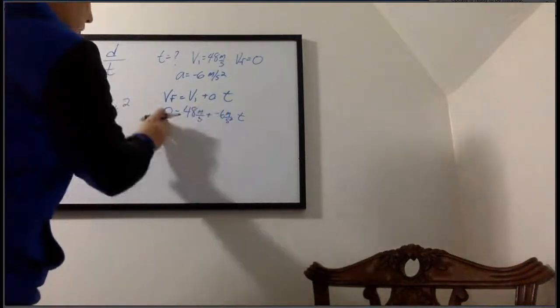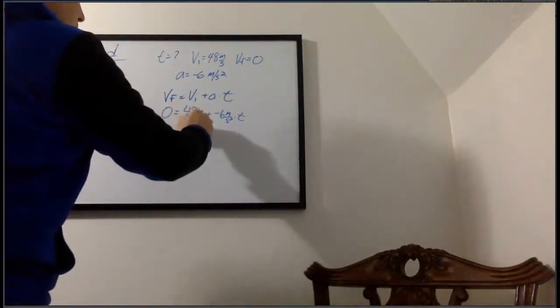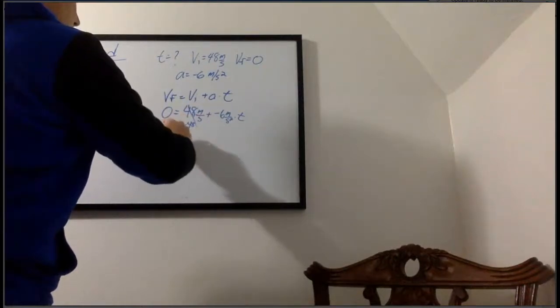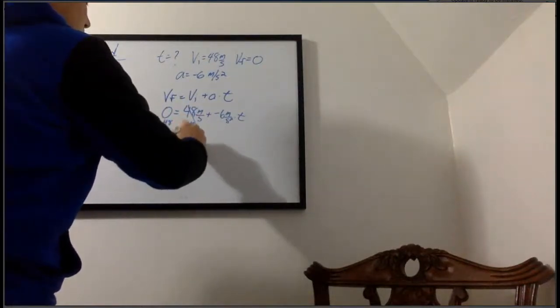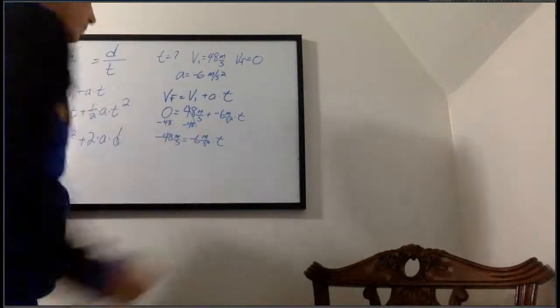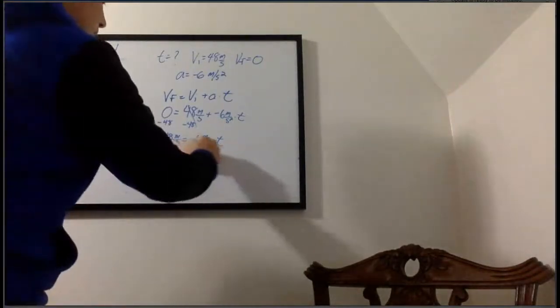All right, I'm going to move this over to this side. So I'm going to subtract 48, subtract 48. So this is -48 meters per second equals -6 meters per second squared times time. So I'm going to divide both sides by -6.